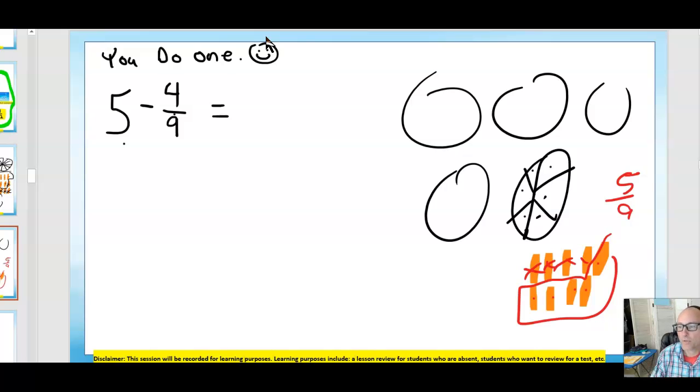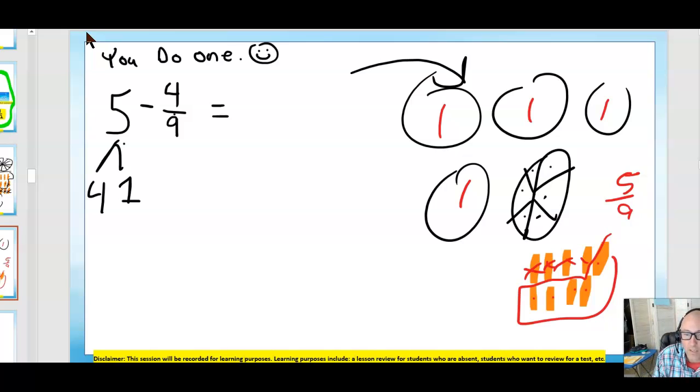Okay, but how many whole pizzas do you have? 4. So this 5 becomes a 4, and what do you have left? 5 ninths, right? But if you were to do this more symbolically, without thinking about what's really happening in the real world, you can do that too. You can just say, let's turn this 5 into a 4 and a 1, right? And that's really what we did.